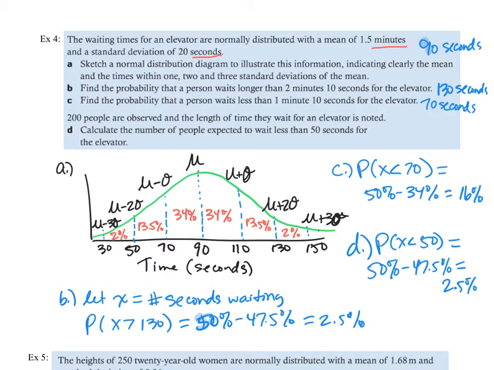To find the expected value, remember there were 200 people observed waiting for the elevator. To find the expected value of how many people will actually wait less than 50 seconds, we take that 200, the number of people, and multiply it by the probability. I'm going to put that in decimal form, so it would be 0.025. So that's a total of 5 people. It would be the expected number of people that wait less than 50 seconds for the elevator.